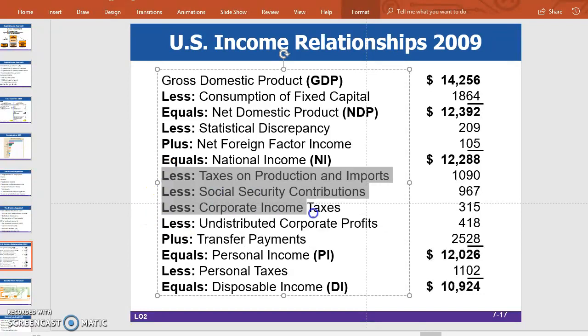So what are these adjustments? Look at all of these. These four are deductions, right? We have national income, but we know that we cannot enjoy everything that we earn. We have to pay taxes, we have to pay social security contributions, we have to pay corporate income tax, right? If you invest in the stock, and your company is making profit, they have to pay tax. So that part also is tax. As the owner of the corporation, you can only take home the dividend and enjoy. Then undistributed corporate profit, all of that is retained.